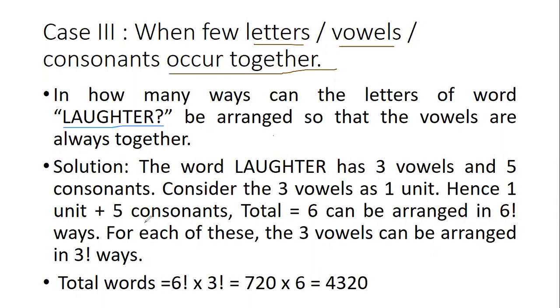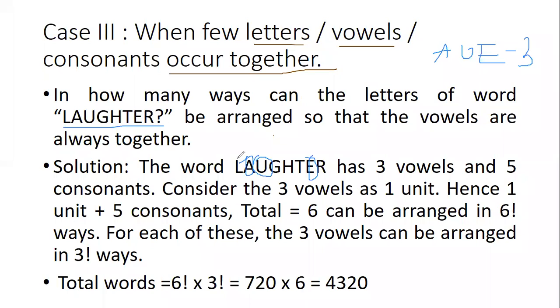Okay, Rida has tried something. Good, Rida. We will see how it is to be done. Now we have the word laughter. In this word laughter, can you tell me how many vowels are there? A is a vowel, U, E. So there are 3 vowels. A, U and E are available for us.